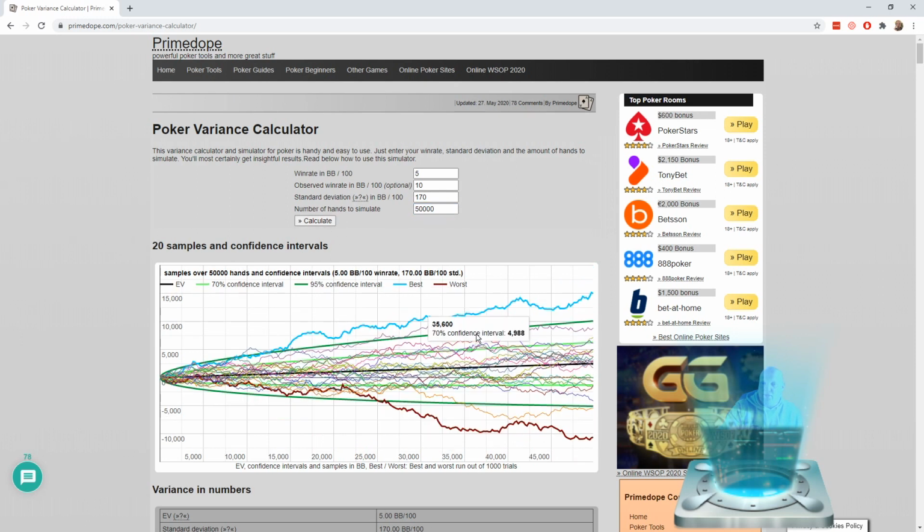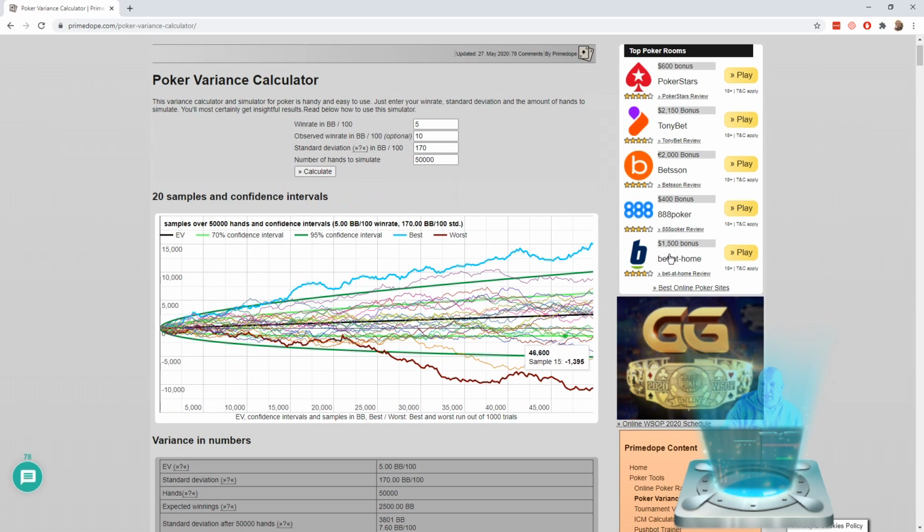And when we calculate, we get this kind of graph. What this means is the straight line here is our expected win rate. And you don't have to worry about this green line here. But all these graphs are the winning graphs of a player, and there are 20 samples. So there are 20 players, and each one of these colored graphs is exactly the same player, exactly as good a player playing versus the same opponents. And this is what kind of variance there could be.